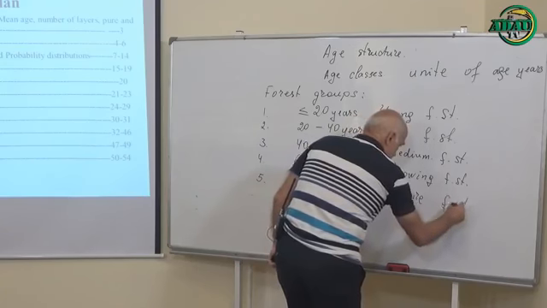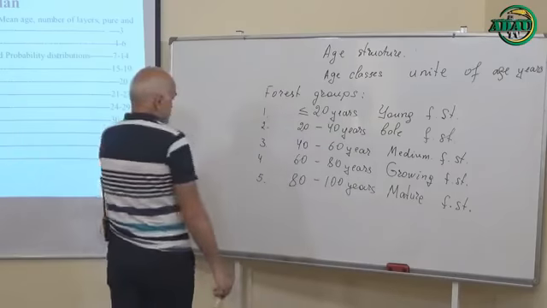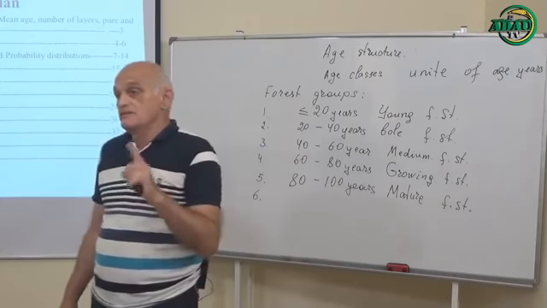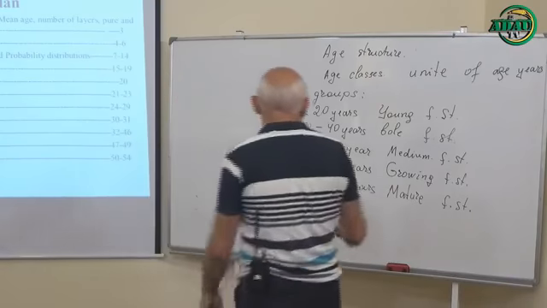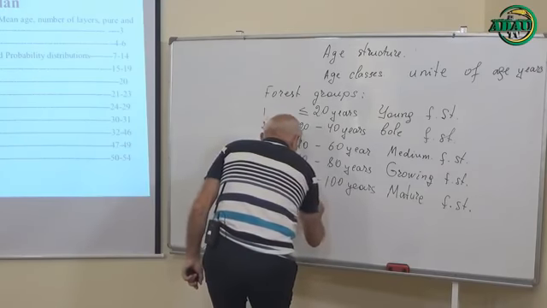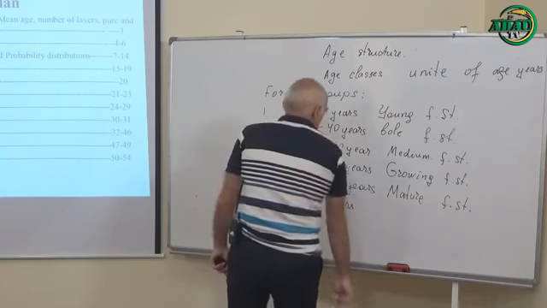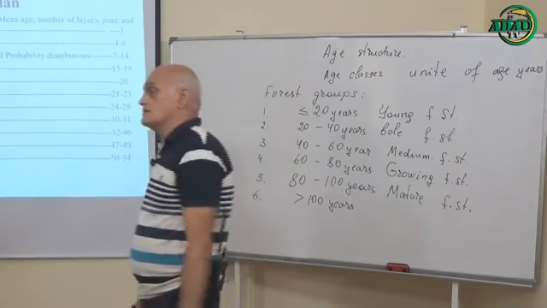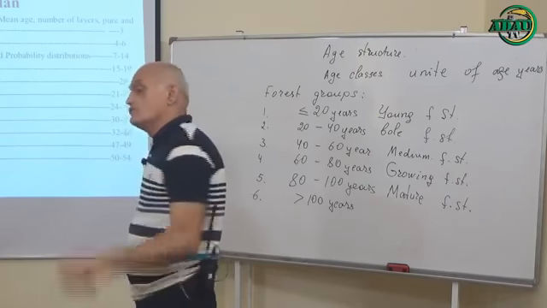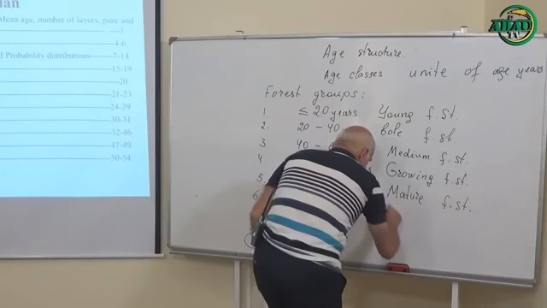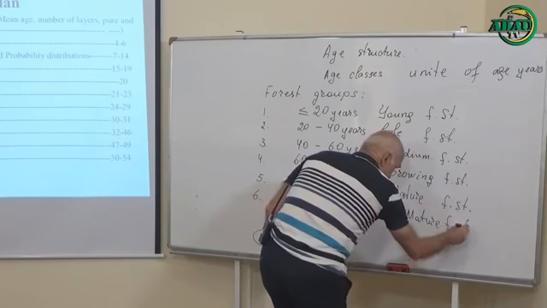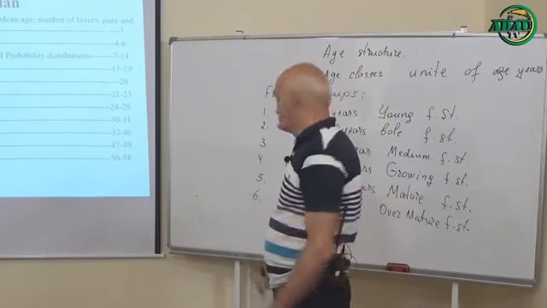And at the end of this schedule, six: if the mean age is more than 100 years, such stands we always name over mature. Over mature. Does it make sense? Thank you.